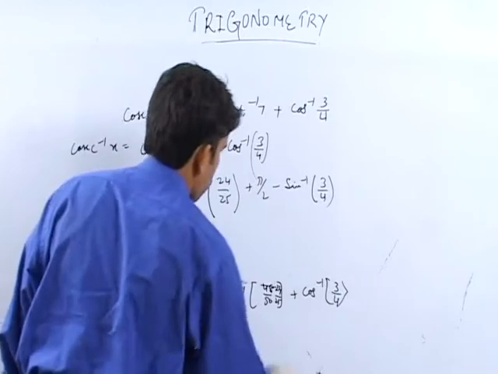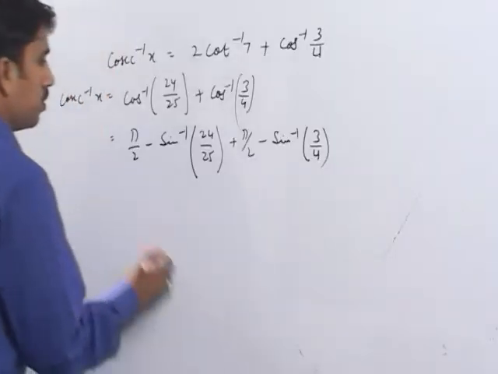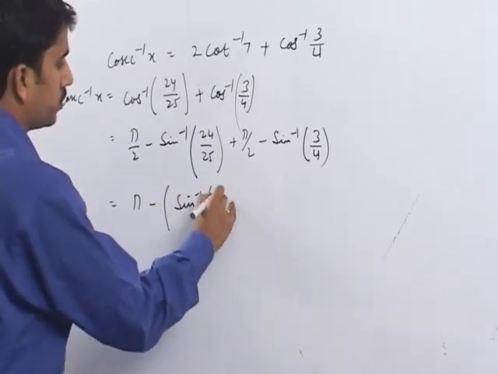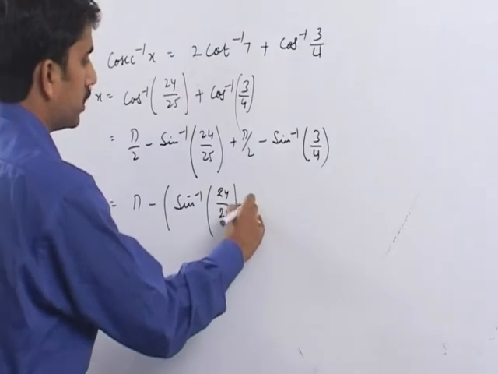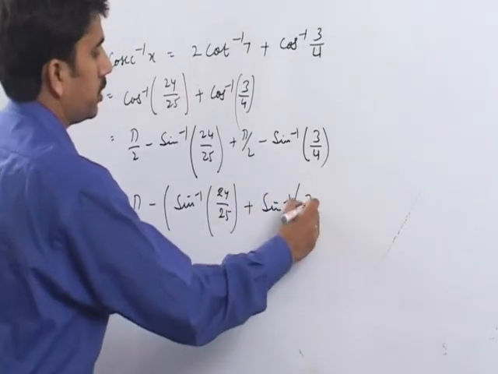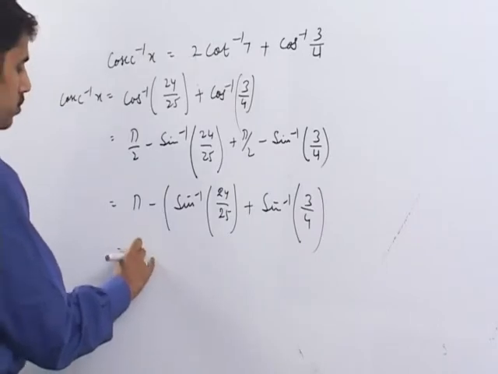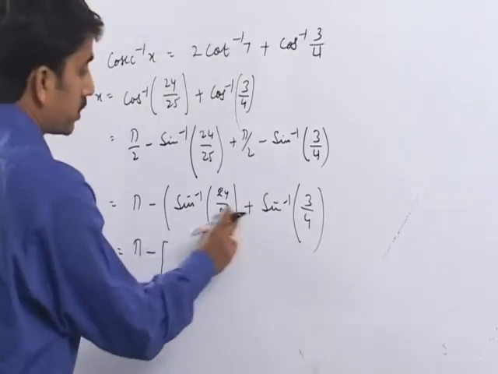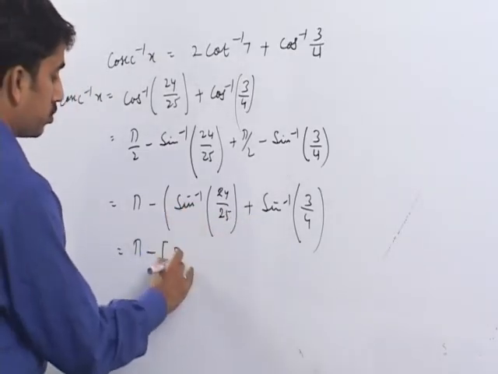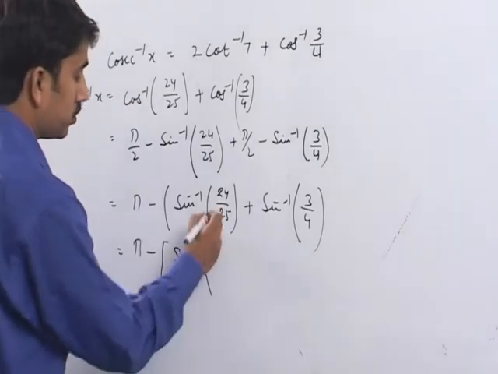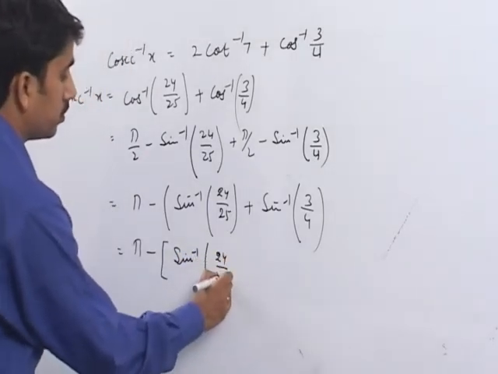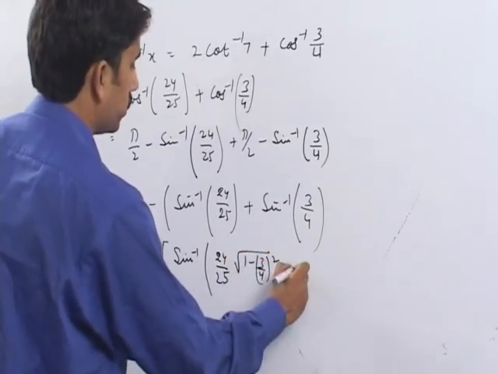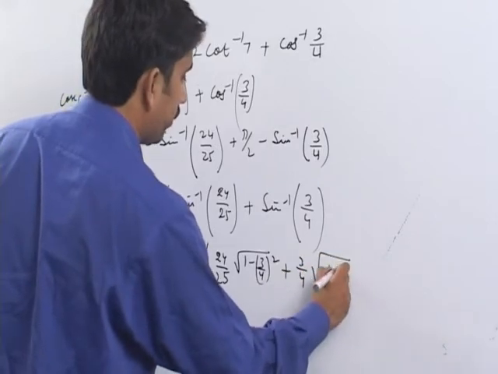Now this will be equal to pi minus sine inverse 24/25 plus sine inverse 3/4. And putting the value, we will get pi minus sine inverse x plus sine inverse y. This is equal to sine inverse of x under the root 1 minus y square plus y under the root 1 minus x square.